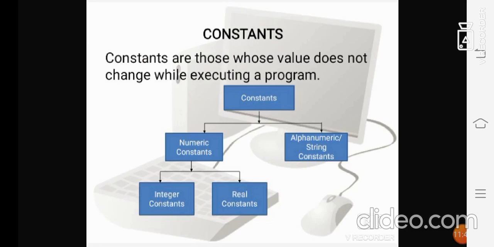Constants. What do you mean by constants? This is our next topic. Constants are those whose value does not change while executing a program. We have two types of constants: numeric constants and alphanumeric or string constants. Under numeric constants, we have integer constants and real constants, but for alphanumeric constants, only string constants are there.